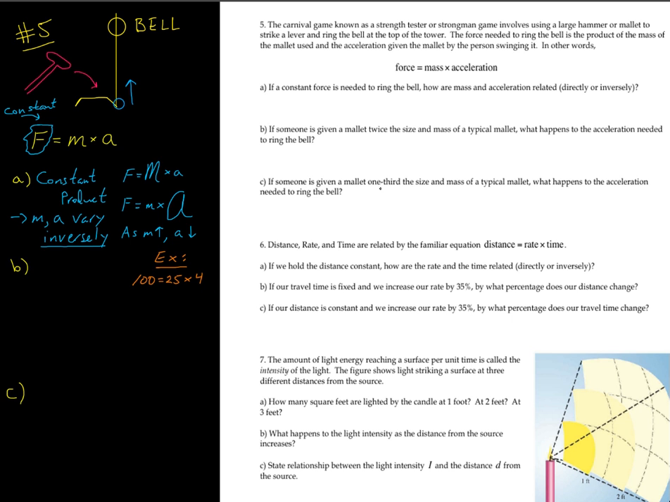Okay, so what I'm going to do now is double the mass. So if I double, so multiply here by 2, that's going to give me a mass of 50. And on the left, I can't change that number. That's the required force, say 100 pounds to ding the bell. So then what must happen to the acceleration? Well, it's going to have to go down from 4 to 2. Or put another way, we're going to have to divide the acceleration by 2.